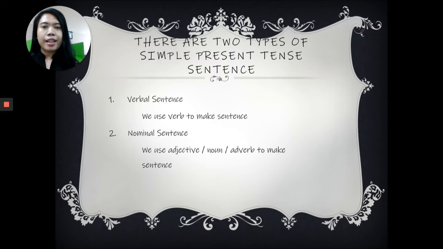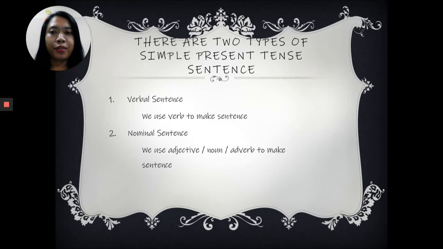There are two types of simple present tense. First is verbal sentence and second is nominal sentence. Look here. First is verbal sentence. We use verb to make sentence. So in verbal sentence, dalam membuat verbal sentence, kita menggunakan kata kerja. Verb adalah kata kerja. And then the second type of simple present tense is nominal sentence.